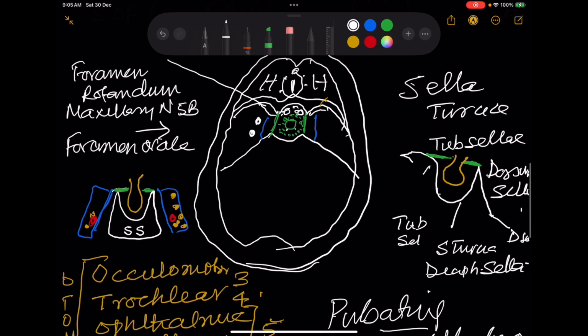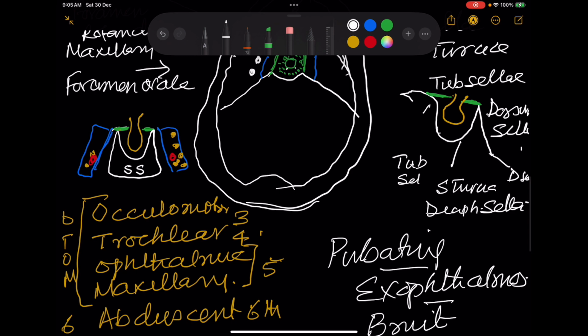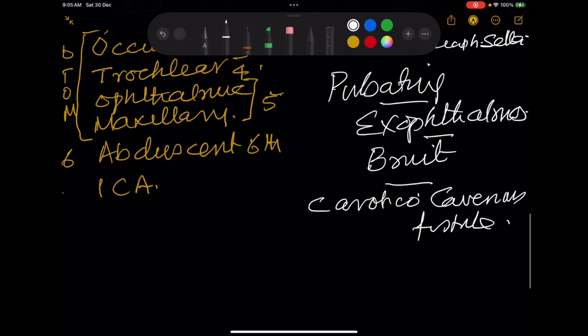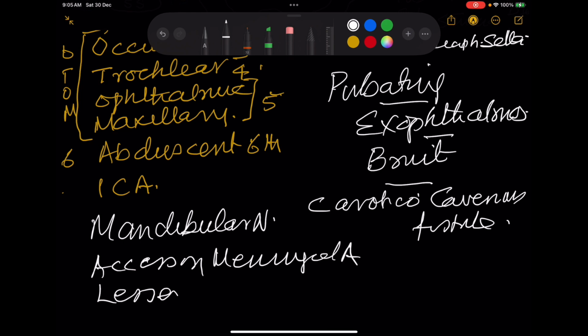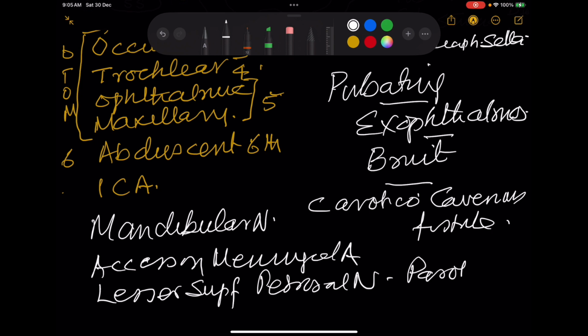Then you see another foramen here, which is called foramen ovale. And what passes through foramen ovale? MALE passes through foramen ovale. We'll name the male here: the mandibular nerve, the accessory meningeal artery, the lesser superficial petrosal nerve, which supplies the parotid, and an emissary vein.